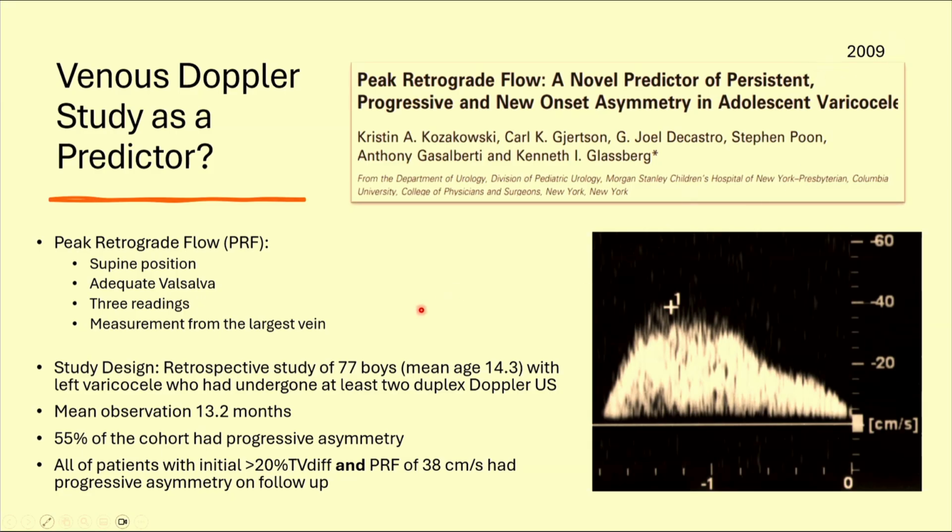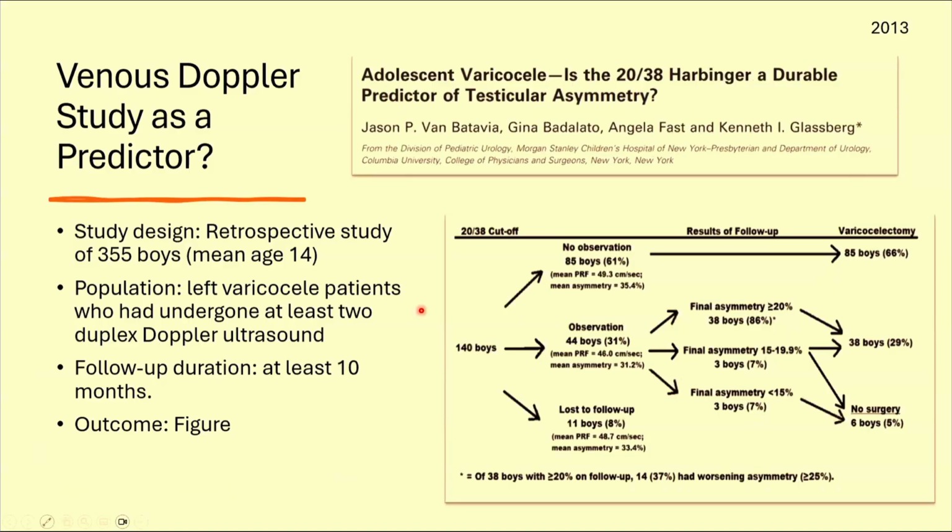So he did another, complementary study to increase the volume of his patients. And in 2013, he published another paper with the same principle. What he found is that all the patients who had 20% testicular volume difference and a peak retrograde flow of 38, there were 140 boys. 85 of them chose to undergo surgery. However, 44 boys wanted observation.